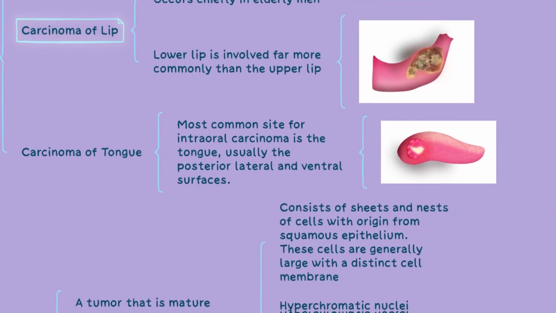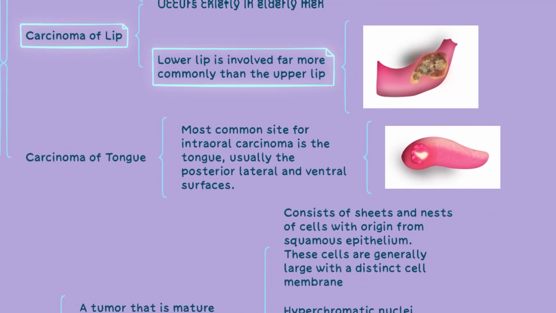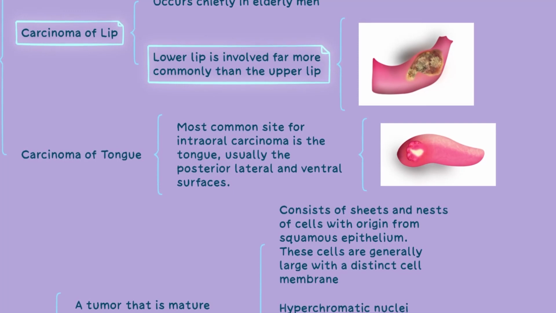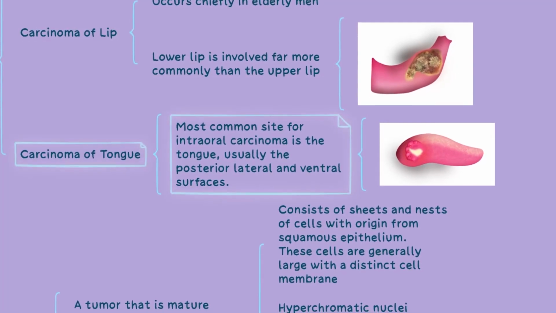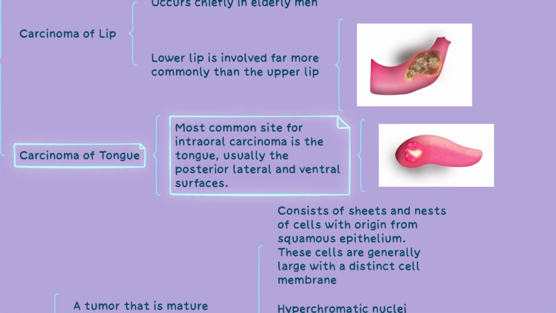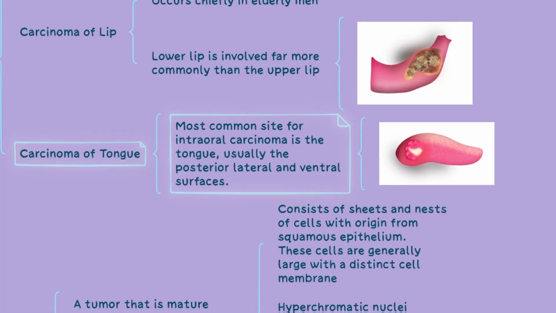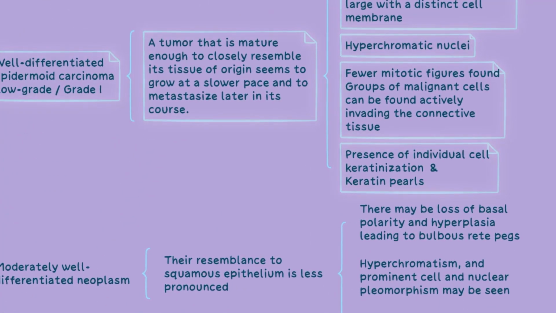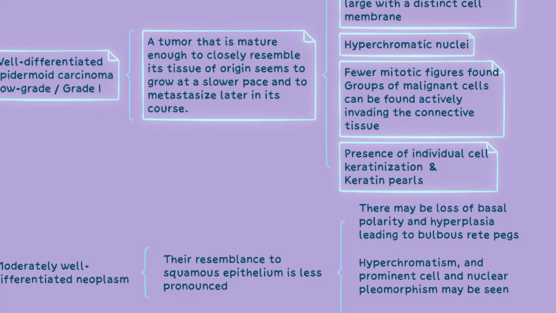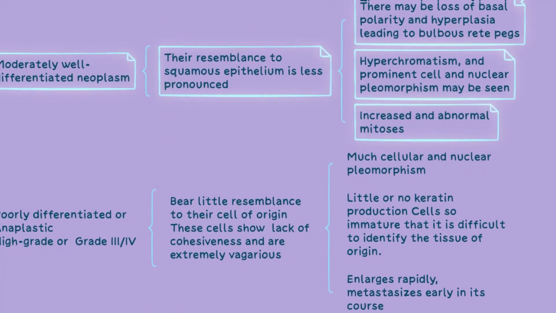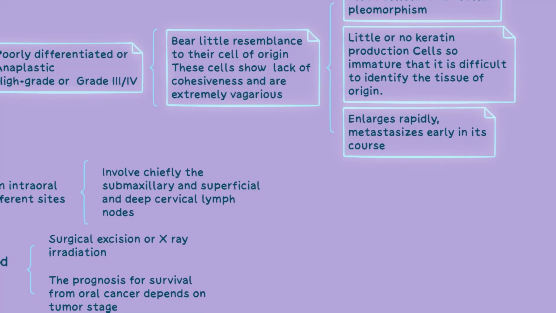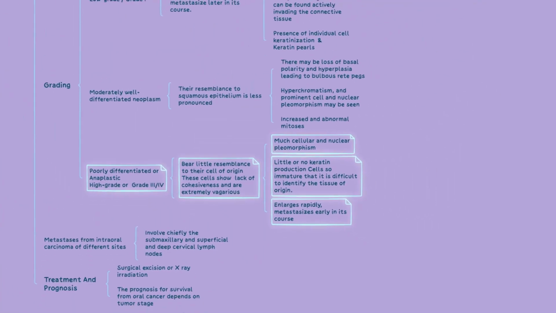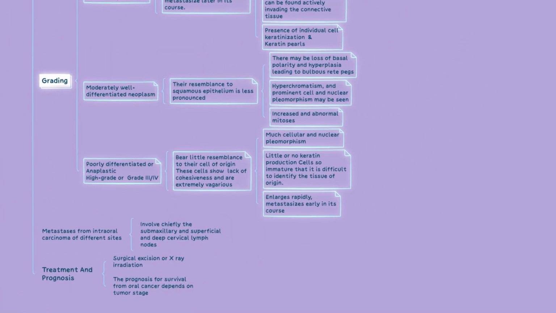Carcinoma of the lip occurs chiefly in elderly men. The lower lip is involved far more commonly than the upper lip. The most common site for intraoral carcinoma is the tongue, usually the posterior lateral and ventral surfaces. Grading of oral squamous cell carcinoma can be done as well differentiated, moderately well differentiated, and poorly differentiated. This can be noted down in detail from this section of our mind map.